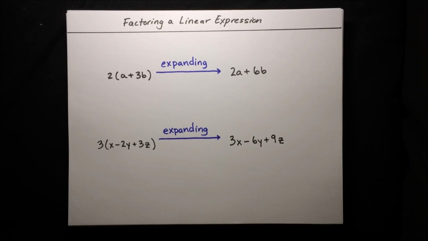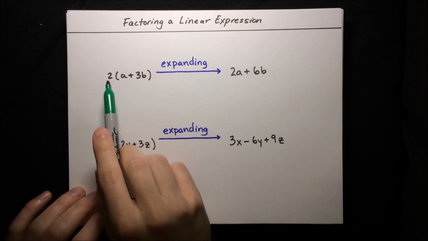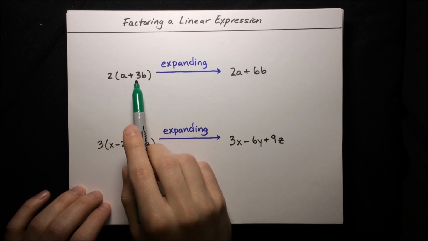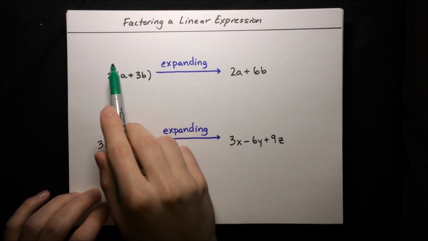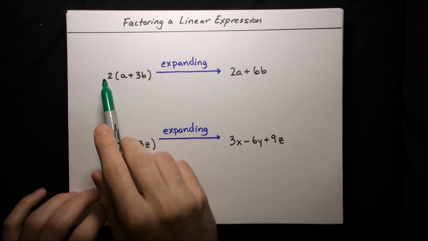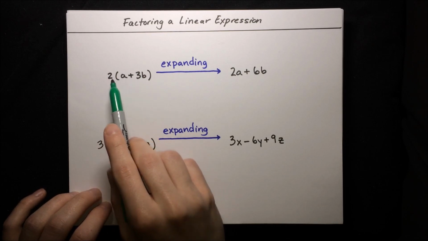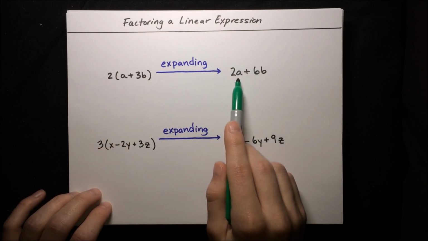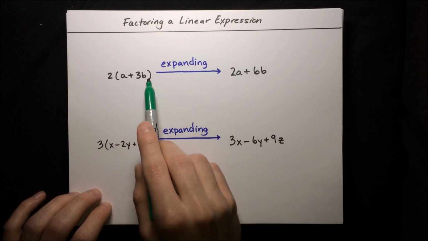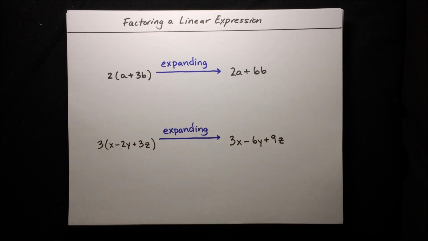In this video, I'm going to show you how to factor a linear expression. One thing that we already know how to do with linear expressions is expand them. For example, here we've got 2 times the quantity a plus 3b, and we can expand out that expression by just multiplying the 2 to each of these terms. So 2 times a gives us 2a, and then plus 2 times 3b gives us 6b.